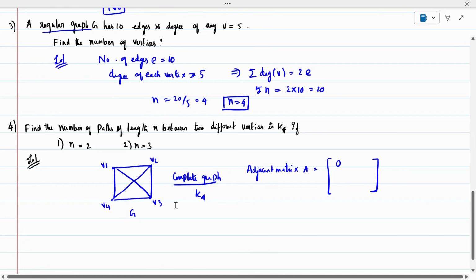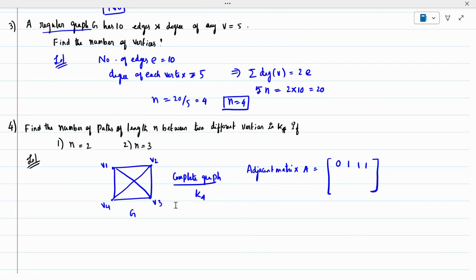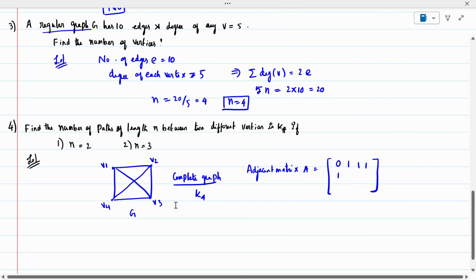V1 to V1, it's not there, so 0. V1 to V2 is there, V3 is there, V4 is there, so all 1. Okay, V2: from V2 to V1, yes, it is there. V2 to V2, it's not there. The remaining elements are there. Same way V3, it is 1, 1, 0, 1, and the last row is 1, 1, 1, 0. So the adjacency matrix A is calculated.